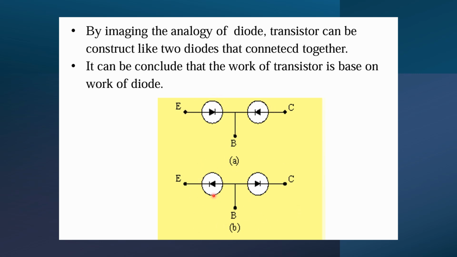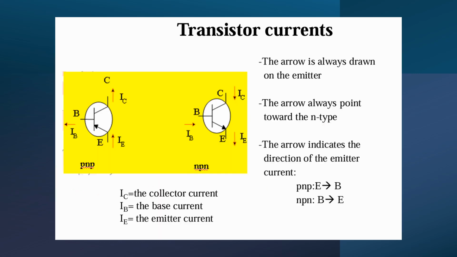Same like see here, NPN transistor, N-type, P-type, N-type, both P-type attached and take one terminal base. Emitter N-type, base P-type, collector N-type. NPN transistor.